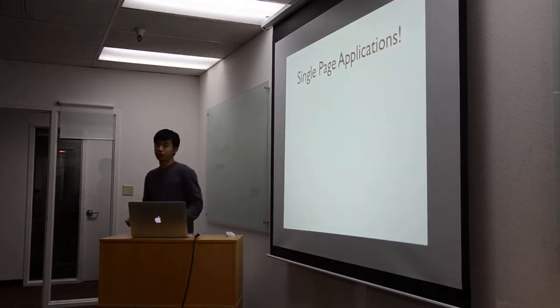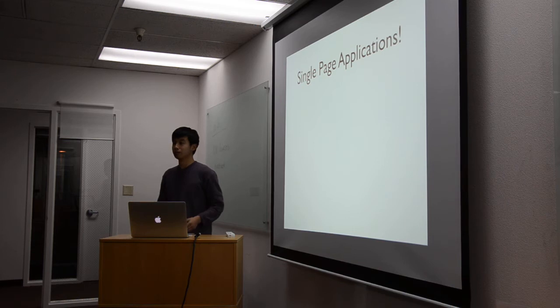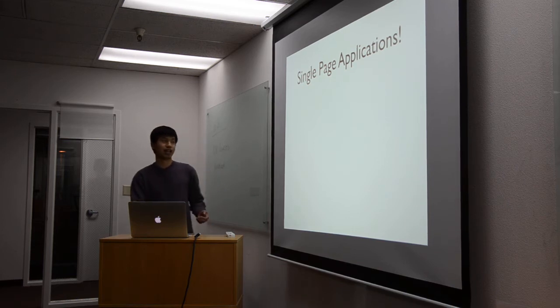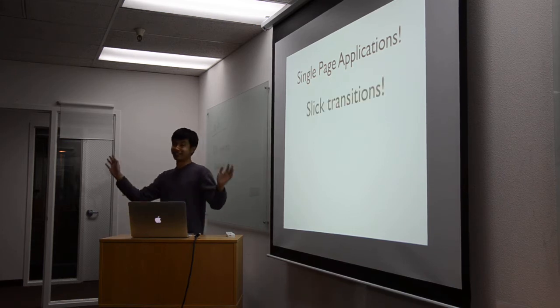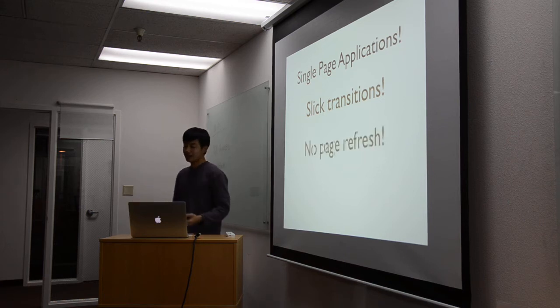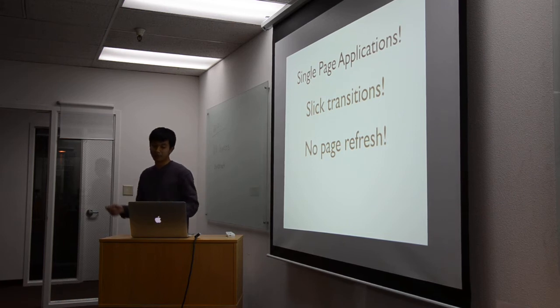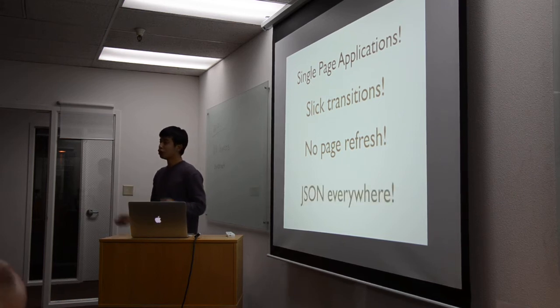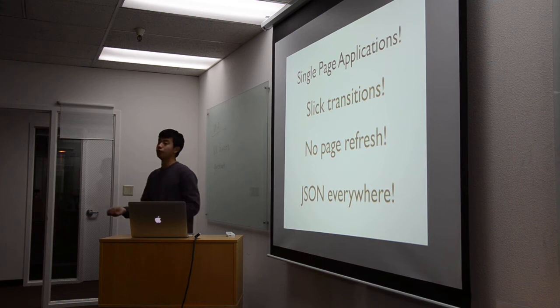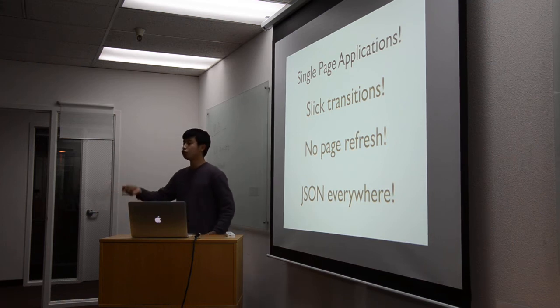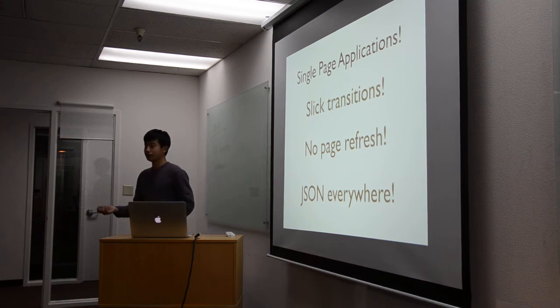So with single page applications, there's a lot of things that you can do with them. Some of the main reasons that you would use them is that you get these crazy slick transitions. And you don't have that page refresh that might make your app feel a bit less like a native app. And also everything is JSON. So you get your data from a JSON API, you read from that, and that's great. So it's nice that you have this slicker, better user interface.